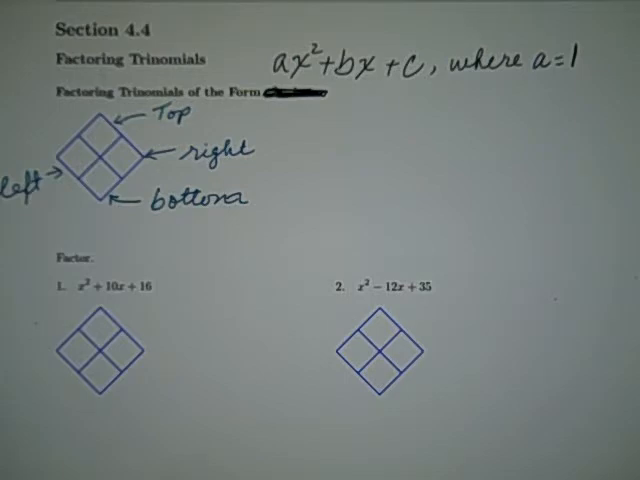Okay, so we're going to be factoring this trinomial using either what we call the AC method or the diamond method. I'm going to refer to it as the AC method. First, before you begin, make sure you identify the location for A, B, and C. Let's start with number 1: x squared plus 10x plus 16. Let's identify our A, B, and C.